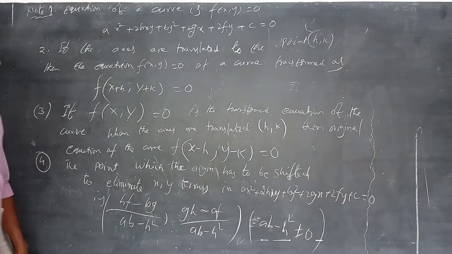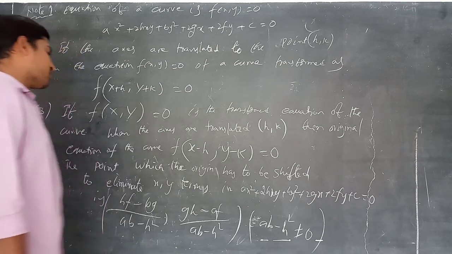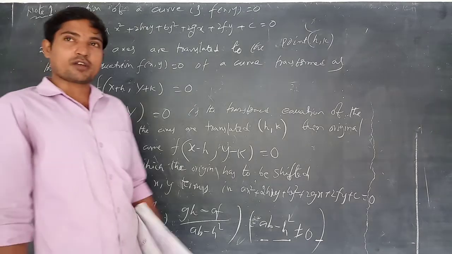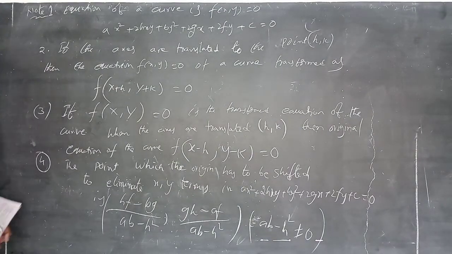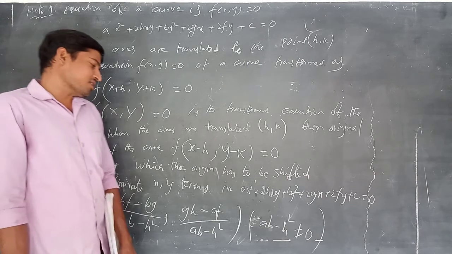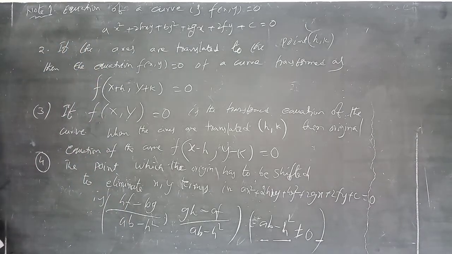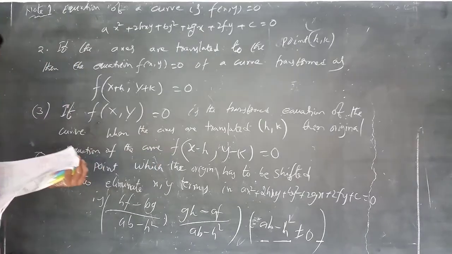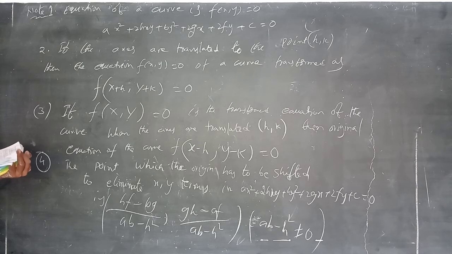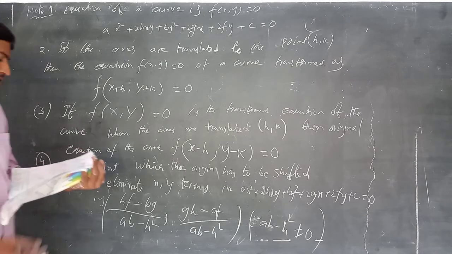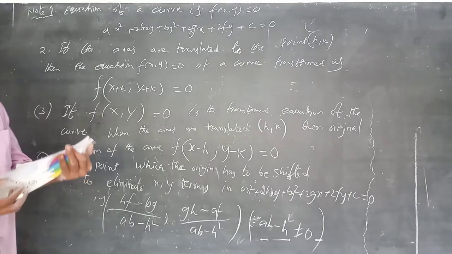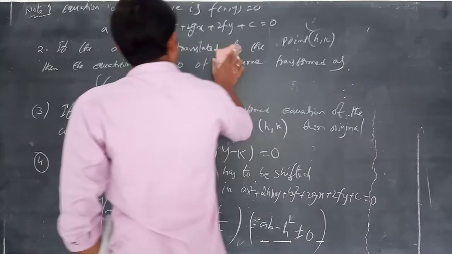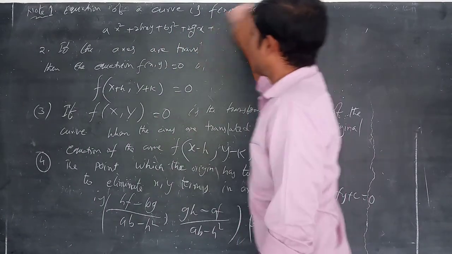The point to which the origin has to be shifted to eliminate the x comma y terms in ax square plus 2hxy plus by square plus 2gx plus 2fy plus c equal to 0 is hf minus bg by ab minus h square and gh minus af by ab minus h square. Right? So remember this. Suppose the hxy term is not present, then what happens? Let us see now.